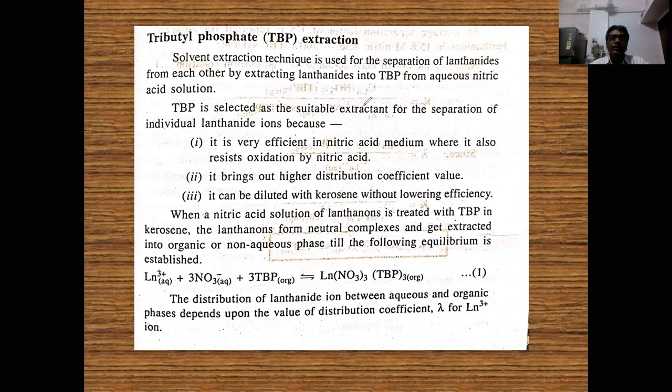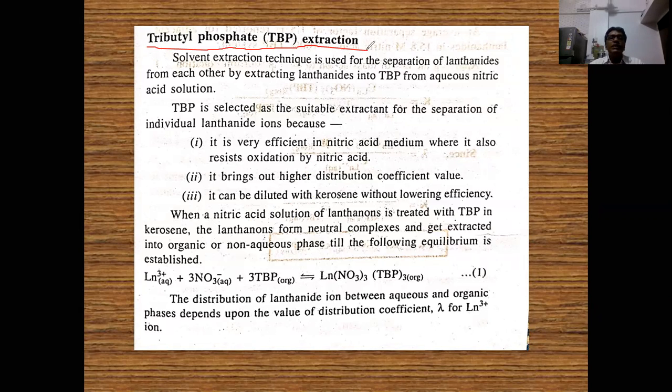In this solvent extraction method, many solvents have been tried to separate the lanthanum ions from the aqueous phase into the organic phase. The suitable solvent is tributyl phosphate. Many solvents were tried by J.C. Warf, but the suitable solvent in this case is tributyl phosphate. So the method is also called tributyl phosphate extraction, that is TBP extraction.